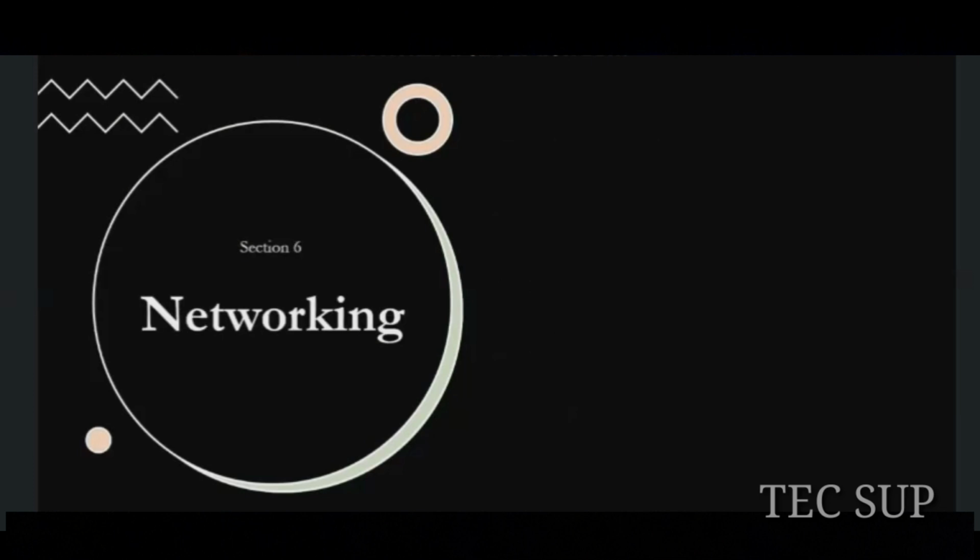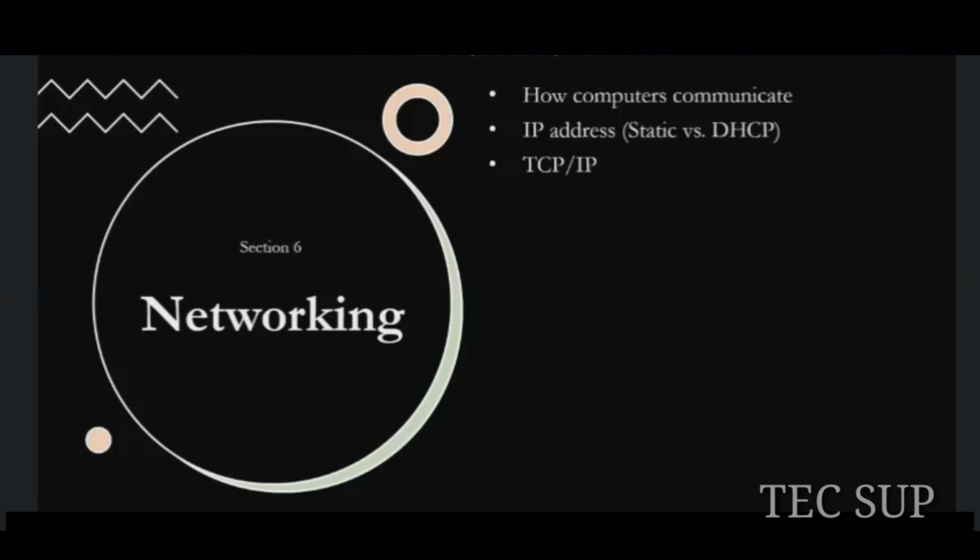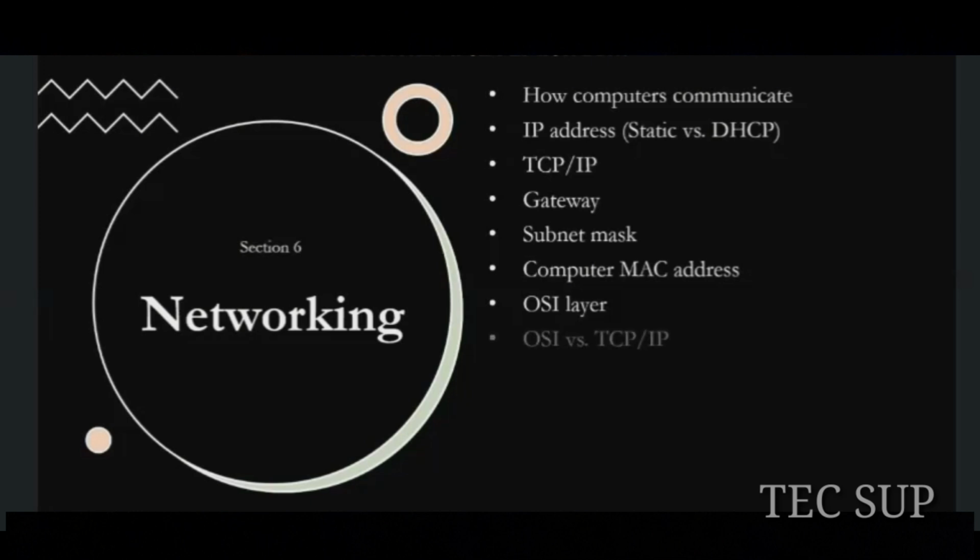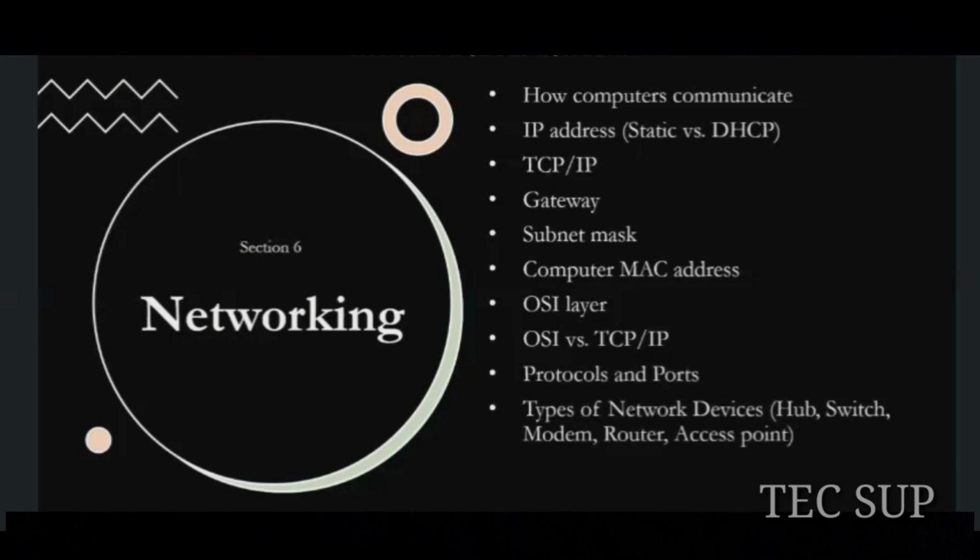Then moving on to section 6, which is about networking, how computers communicate with each other, IP address, TCP/IP, gateway, subnet, MAC address, OSI layer. I'm sure you have heard of it, but I will take some time and explain you how it works and how important it is in computer networking. We'll talk about OSI and TCP/IP protocols and ports, types of network devices, how internet works.